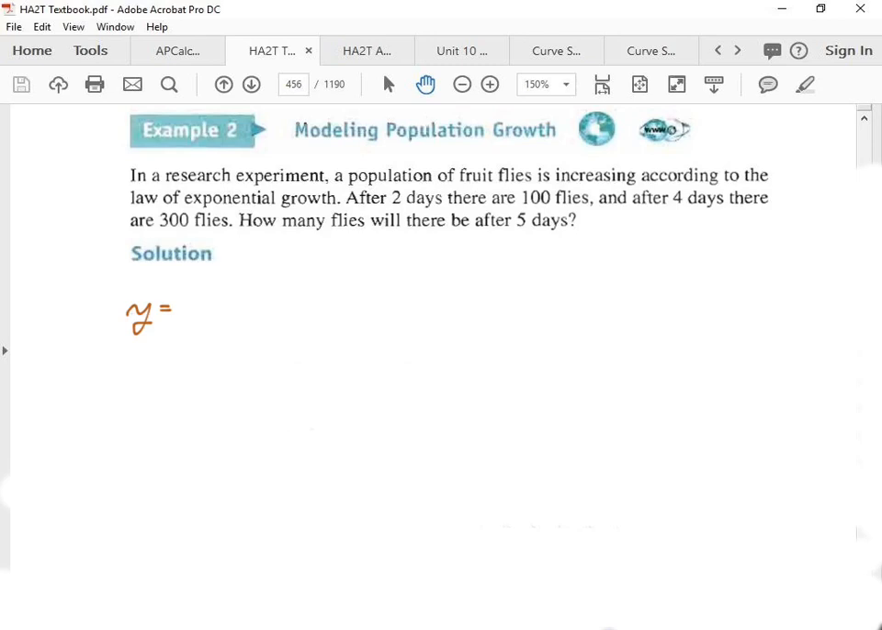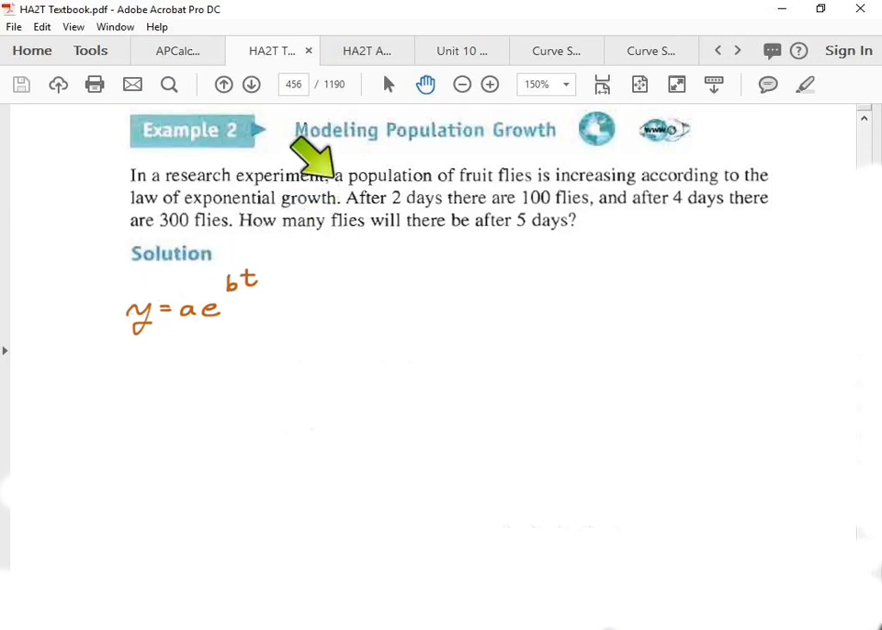Y equals A times e raised to the Bt. So this is exponential growth. So we're going to use this guy.